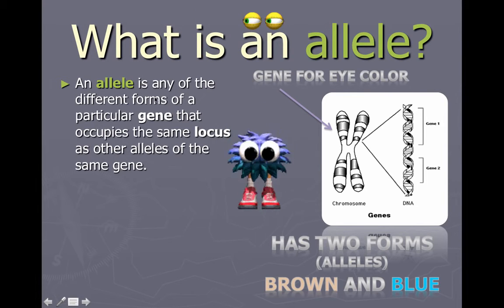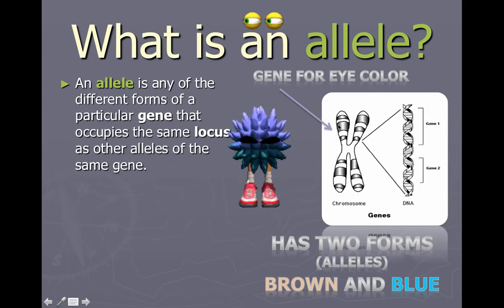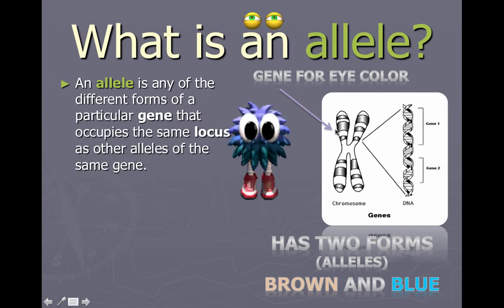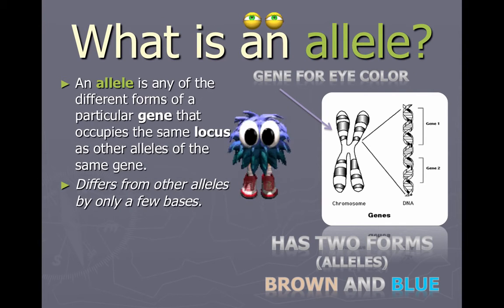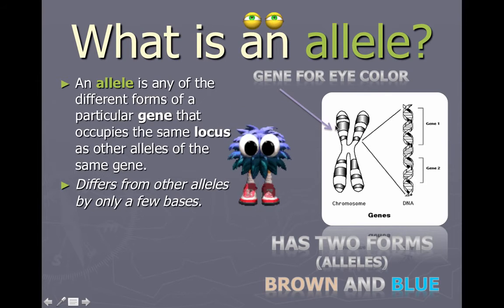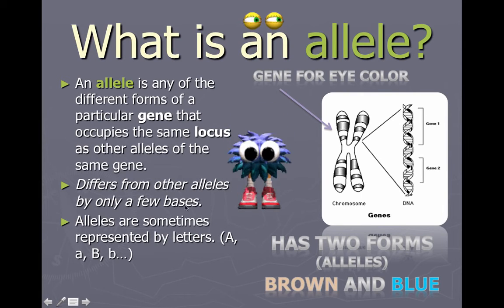And an allele is any of the different forms of a particular gene that occupies the same locus as other alleles of the same gene. So the gene is always referring to a particular position on a chromosome, but it could have different forms. And those different forms are just, chemically speaking, a few differences in some of the letters, maybe only one letter difference. If you know that DNA is made up of A's, T's, C's, and G's, then you may realize that two different alleles for the same gene might have a few different letters. So it differs from other alleles by only a few bases.